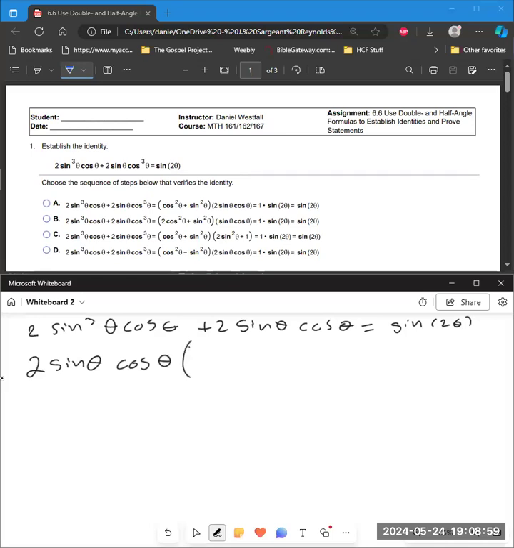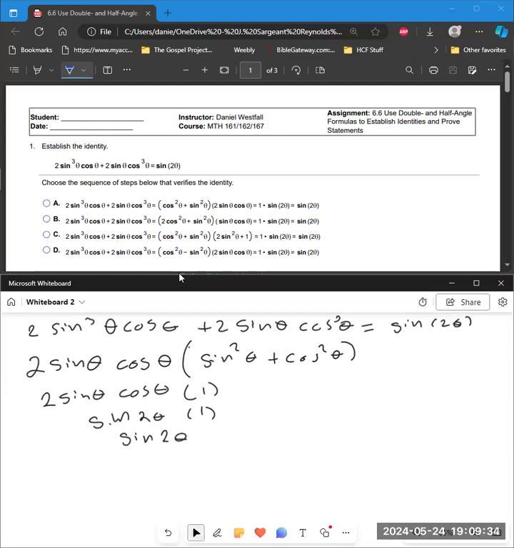They say that if I take a sine and a cosine out, I'm left with a sine squared. And if I take a sine and a cosine out, this was cosine cubed, I'm left with a cosine squared like this. And so this is sine squared plus cosine squared, which is 1. 2 sine theta cosine theta is sine 2 theta by definition, times 1 is going to be sine 2 theta.